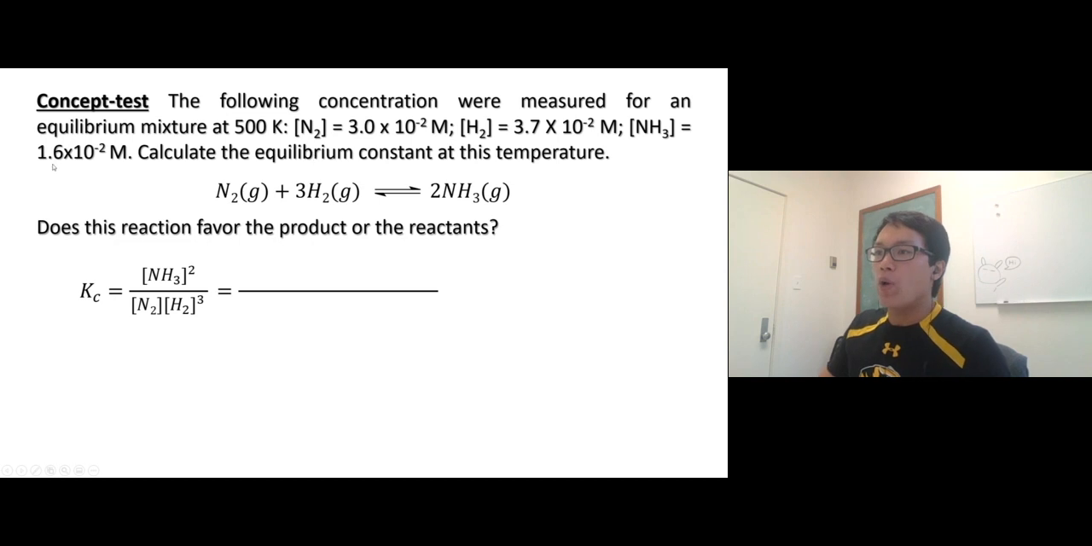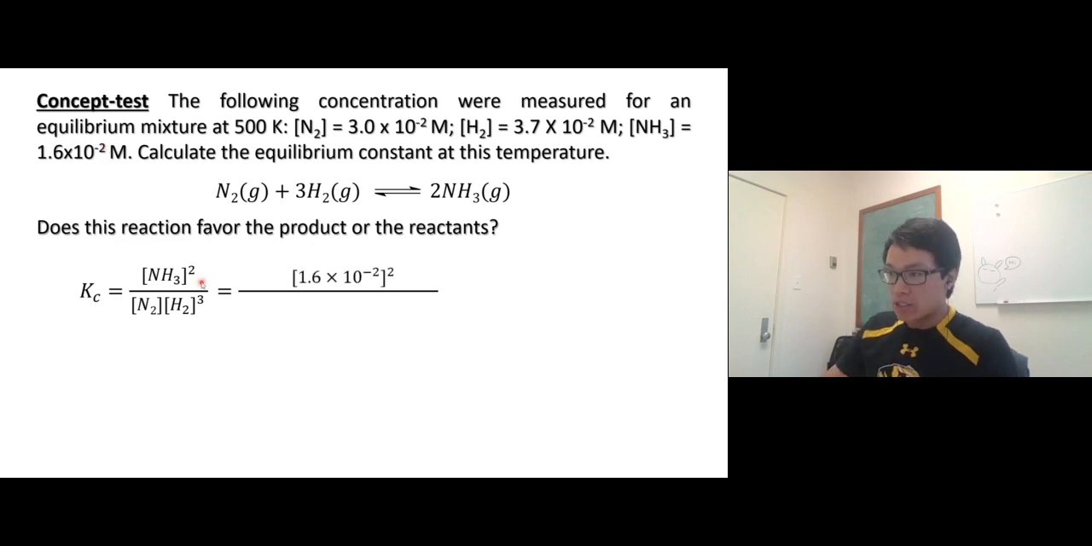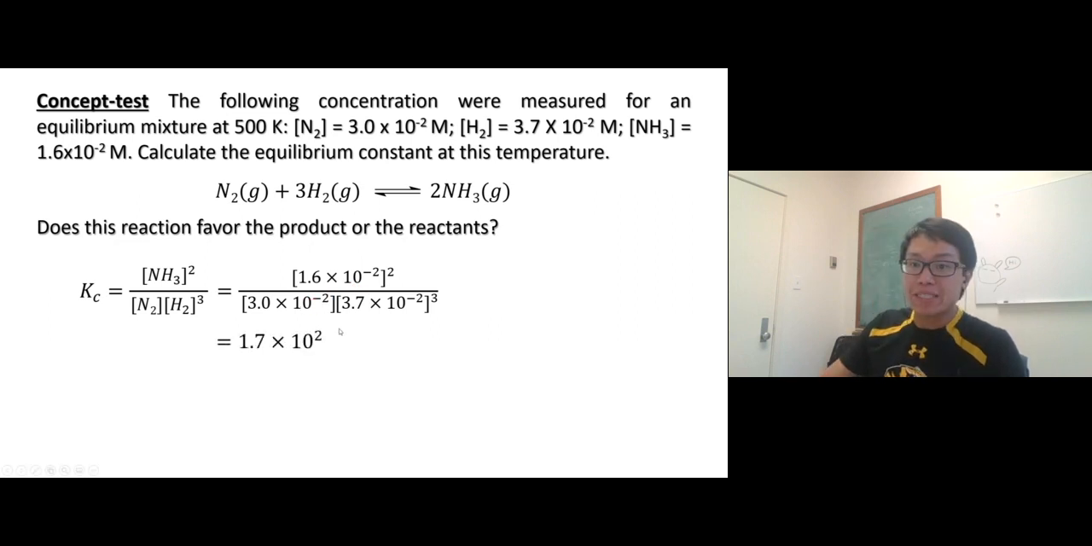NH3 is 1.6 times 10 to the negative second, squared. There's a square right there, so watch out. N2 is 3 times 10 to the negative second molar, and hydrogen gas is 3.7 times 10 to the negative second, cubed. Do the math right here, and watch out how you type it in the calculator. Some people type the calculator wrong and get the wrong answer. You should get 1.7 times 10 to the second.